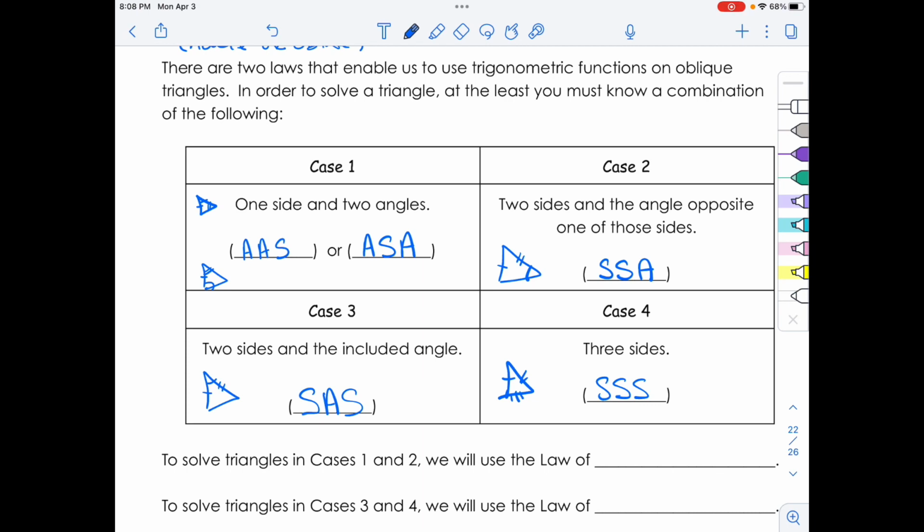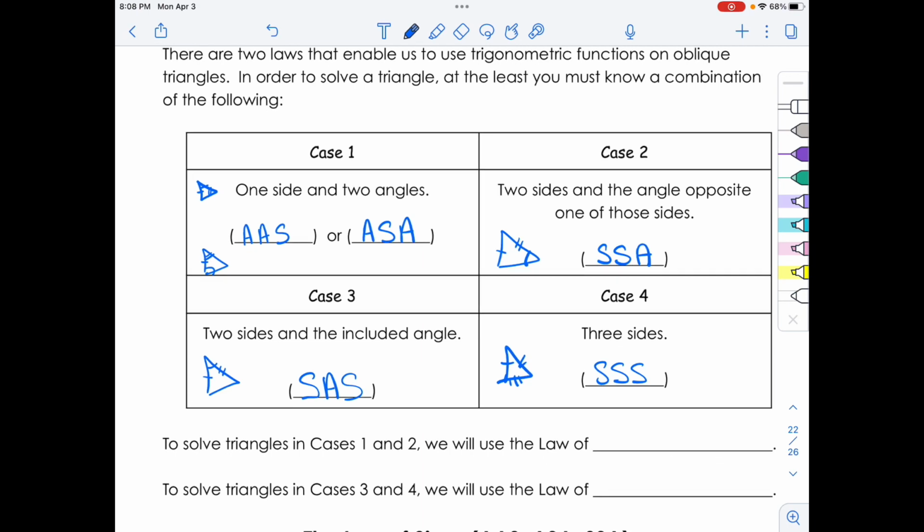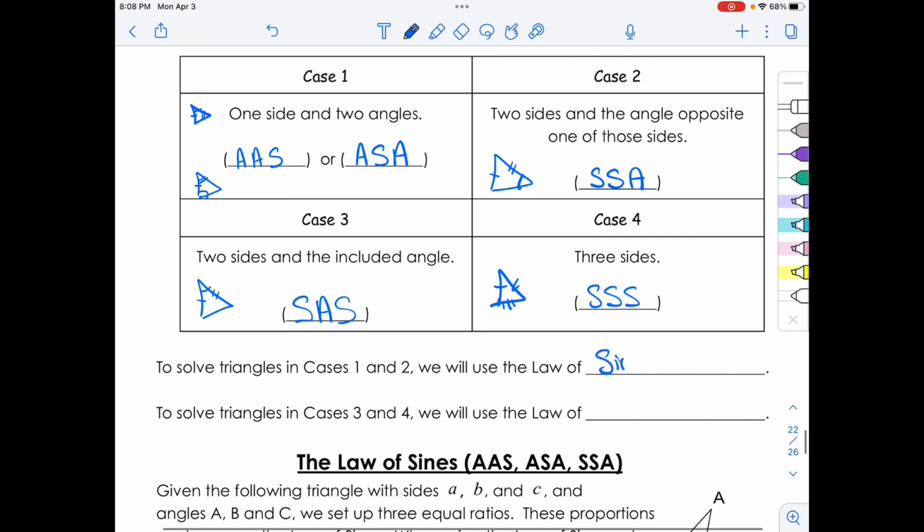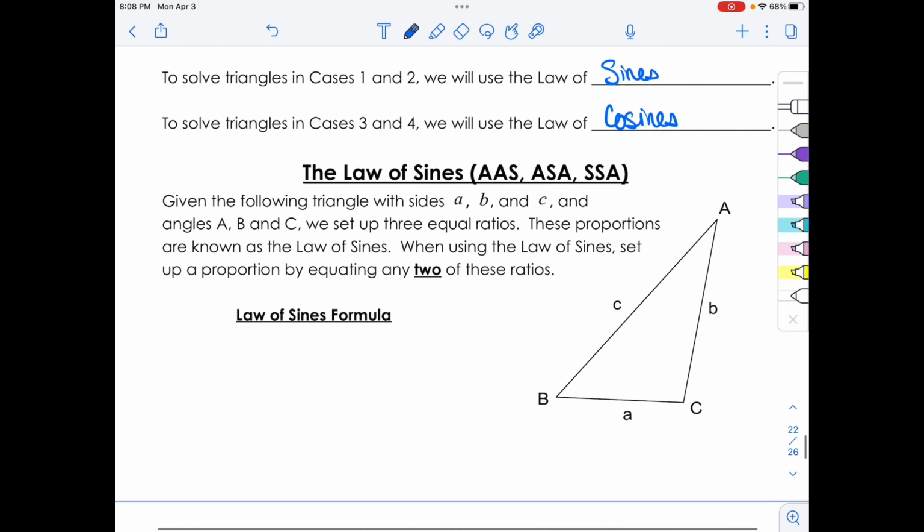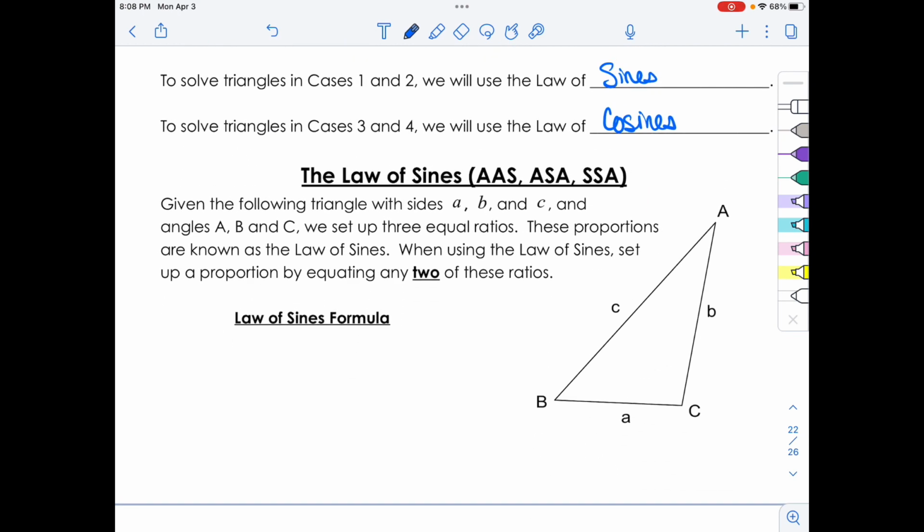In order to solve cases 1 and 2, we're allowed to use what's called the law of sines, which is what we're focusing on today. In order to solve cases 3 and 4, we're going to use the law of cosines, which we'll do in class tomorrow. For the law of sines, you have a triangle with three sides, little a, b, and c.